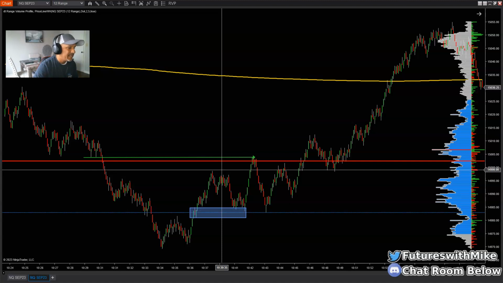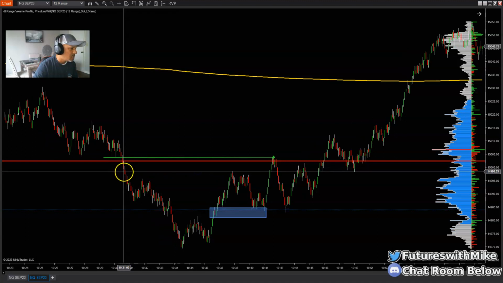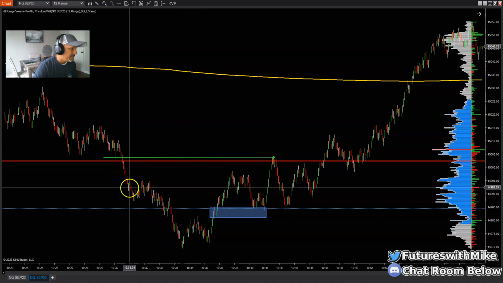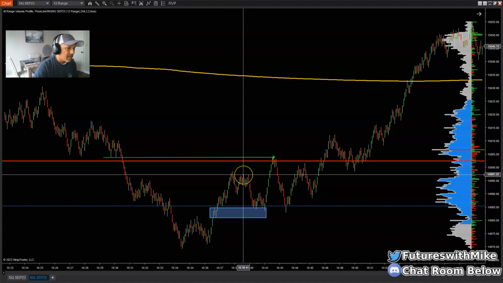14,997. We did have the 15,000 area resting above us. But if you look to the left-hand side of the chart, you can just as well see we have imbalances or gaps that need to be filled. So I got out, I believe, right here at the top around 14,997. Okay, so solid trade right there.